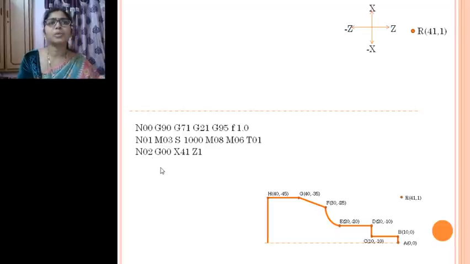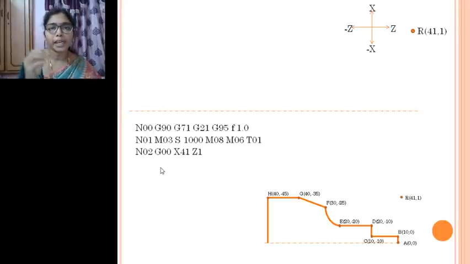Now here the tool need not move at a slow pace or slow motion. Wherever it is, you are giving the command saying that it has to come directly to this point. So by rapid traverse, it comes very fast. By a rapid movement, it comes to this reference point, whatever point you give, that is X41 and Z1. So to this point, it comes rapidly.